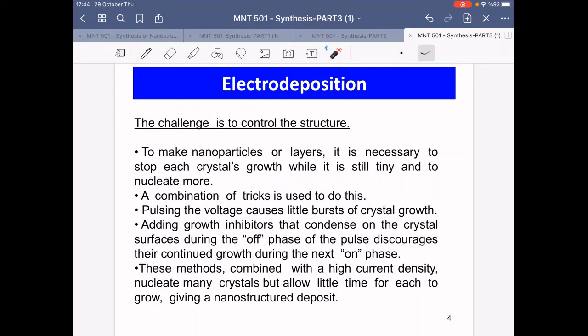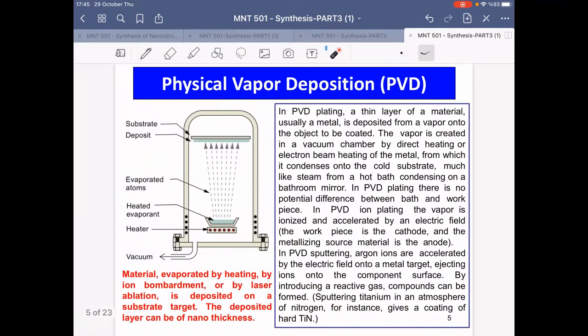And in this case, to make nanoparticles or layers, it's necessary to stop each crystal's growth while it's still tiny and to nucleate more. And there are a combination of tricks that you can do during electrodeposition, such as pulsing the voltage, which causes little bursts of crystal growth, adding growth inhibitors, or combining different techniques with a high current density. For example, nucleate many crystals but allow little time for each to grow, giving a nanostructured deposit. Okay, so this is a very well-known technique.